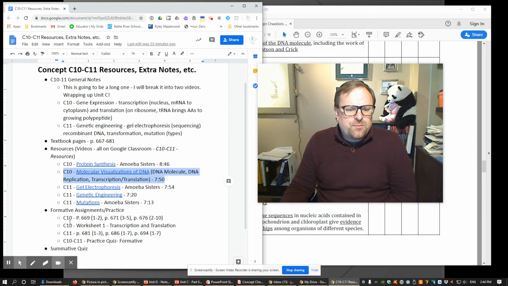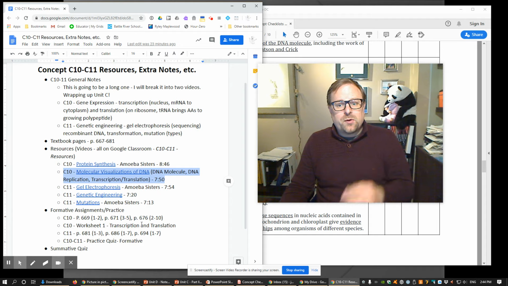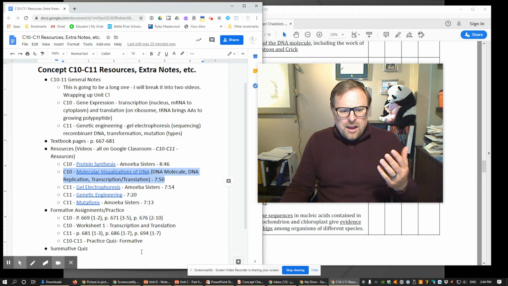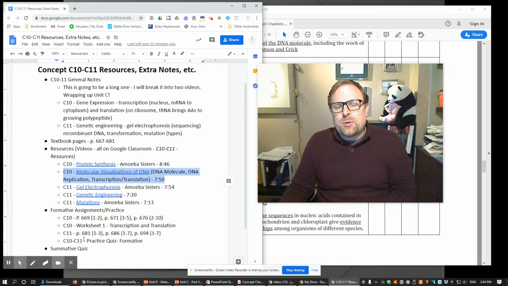You guys will have some practice questions out of the textbook, as well as a worksheet to work on for C10, which the key is up on the Google Classroom as well. And then once you're done the C11 stuff, you can move into doing the practice quiz and then ultimately the summative quiz after you've received your feedback.